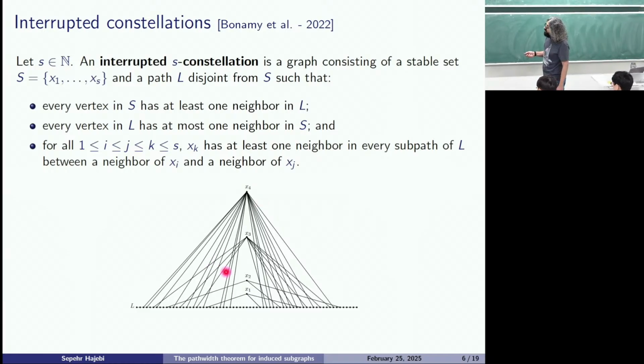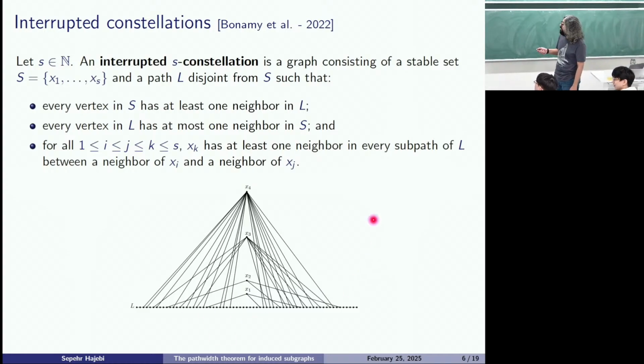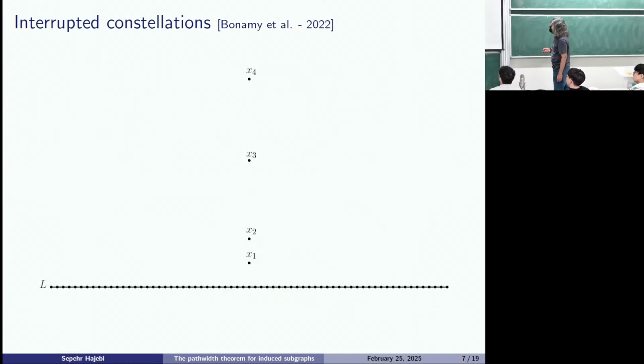And so whenever you have 3 vertices in this stable set, and you think about any path between the bottom 2, then the top one, the third one, must have a neighbor in that path. In other words, if you remove a vertex from the stable set and all its neighbors, then all the vertices in the stable set below the vertex you just removed fall into different components. And here's a picture of an interrupted 4 constellation, which I assume is not quite helpful, so let's see where it is coming from.